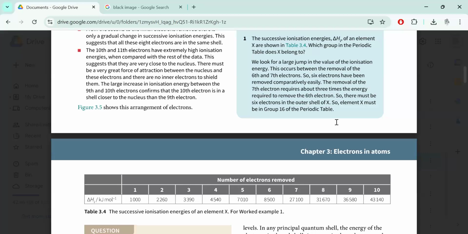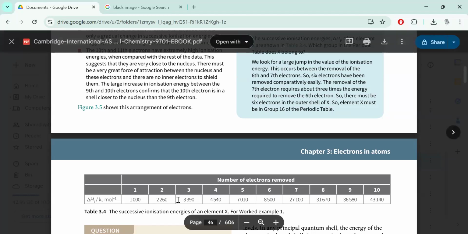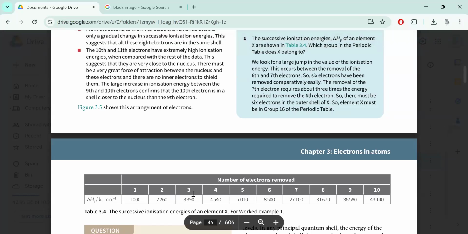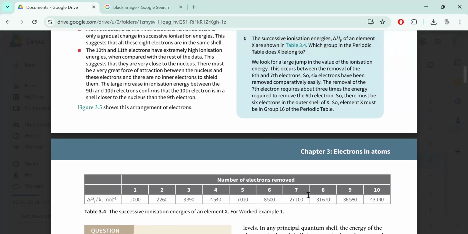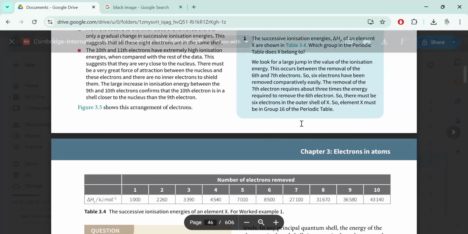Okay, so this is actually interesting. We look for a large jump in the value of ionization energy. From 1 to 2, no. 2 to 3, no. 3 to 4, 4 to 5, no. 5 to 6, okay. So the interesting one is from 6 to 7. This occurs between the removal of the 6th and 7th electrons, as we can confirm right here, from 8,000 something to 27,000 something. So this is a really significant difference.